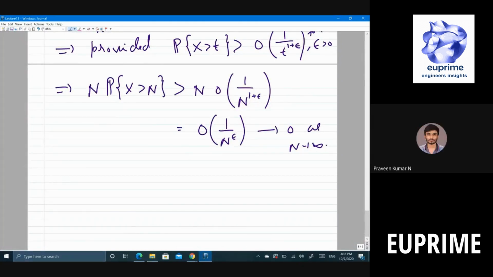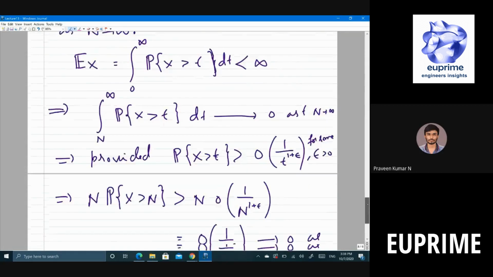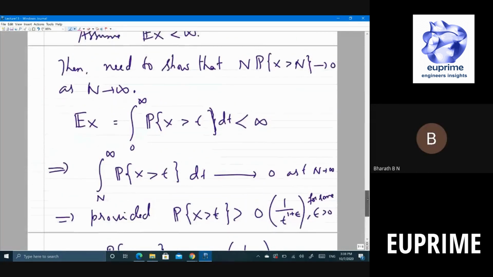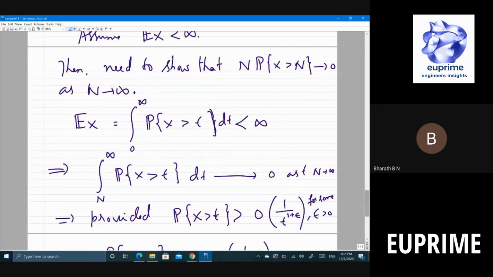Hello, sir. Sir, can't we use Markov inequality here? How do you use Markov inequality? What do you mean by that? N into P is a very bad idea, right? So you're saying use Markov inequality? Yes, sir. If you use this, it'll be n times expected value of x by n, so you get expected value of x. It's a very bad bound, right?